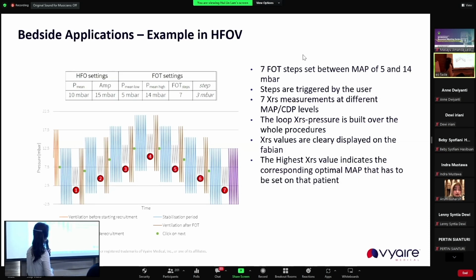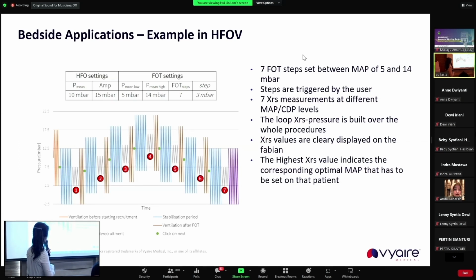Okay, so here you will see that first it will be normal ventilation before recruitment, and after that we put the mean airway pressure down to 5 to give the pressure to the patient. Then here, number 1, we are giving the FOT signal for a few seconds to measure the patient's compliance. After that, we have some normal ventilation before we increase back up to 7 to measure the FOT at a mean airway pressure of 7.